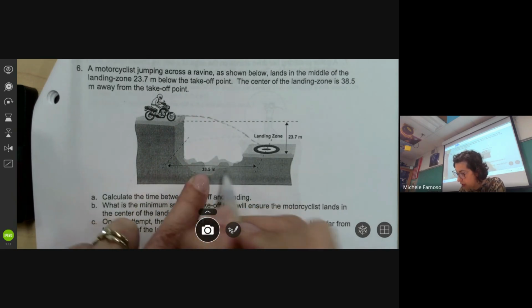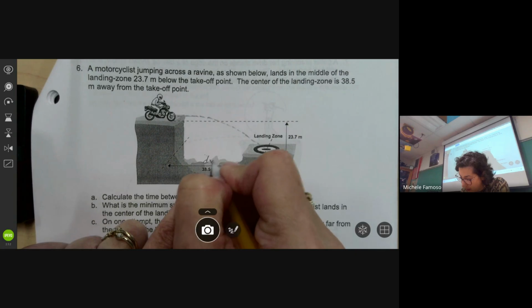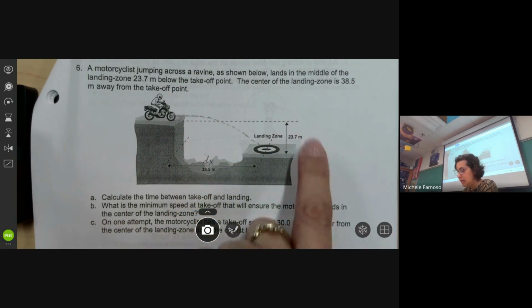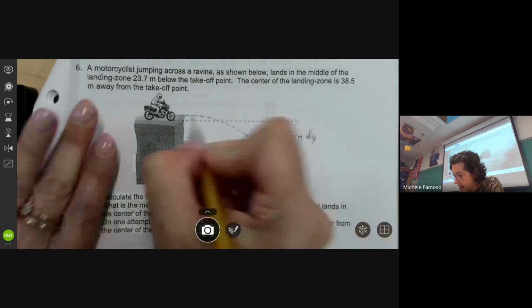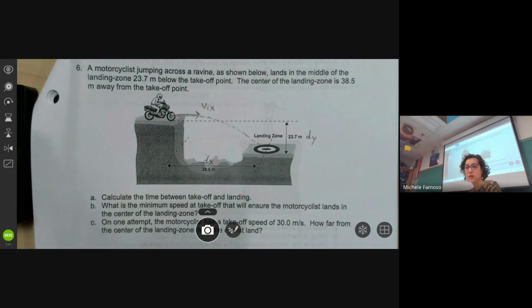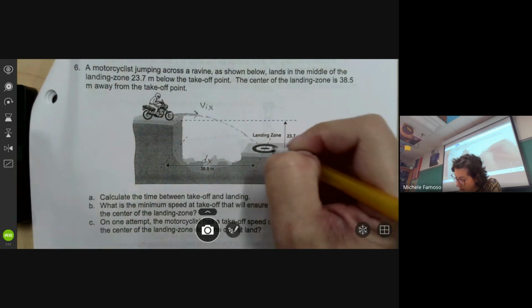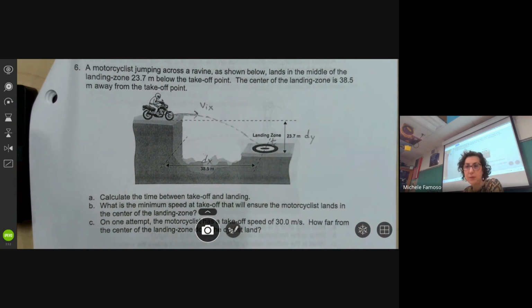So this value here is the what? Shelley, can you tell me what that 38.5 meters is in the picture? Which distance is it? The x, that's right. That's a horizontal value, so I'm going to label that dx. This value over here, Blake, is the what? That's right. That is the dy. Remember, we always add an arrow showing the horizontal velocity that it's launched with, and we also show a time of t at the point where it hits the landing zone. So my time of t would be right there.